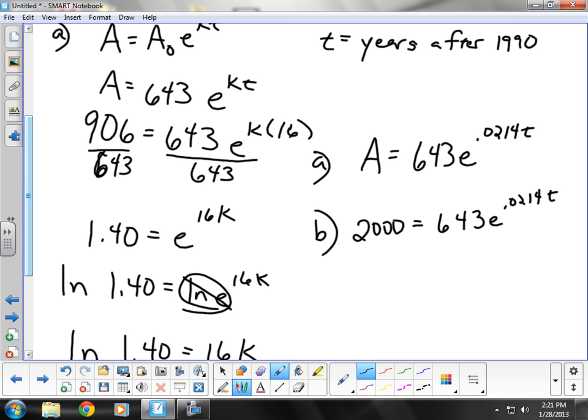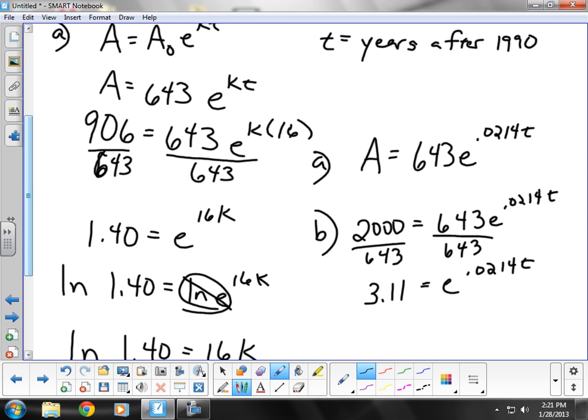So you're looking for what year? So t is my variable. So how do I go about solving this one? Same way I solved the last one, right? I'm going to divide by the 643. And I get some kind of decimal. 3.11. All right.